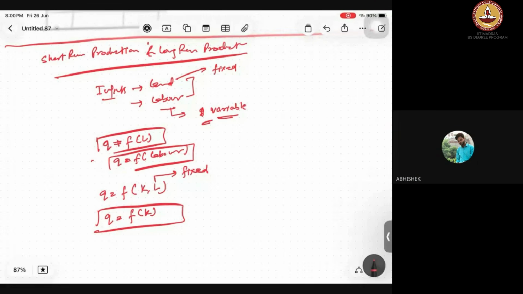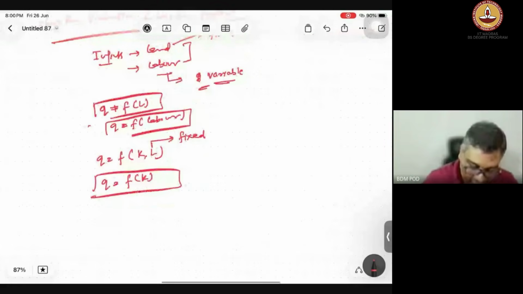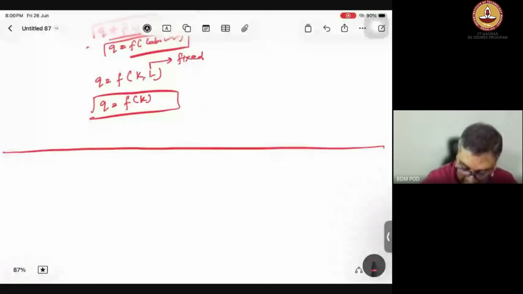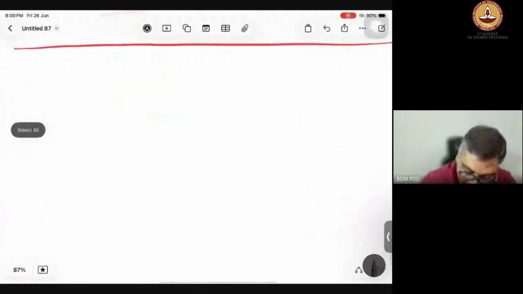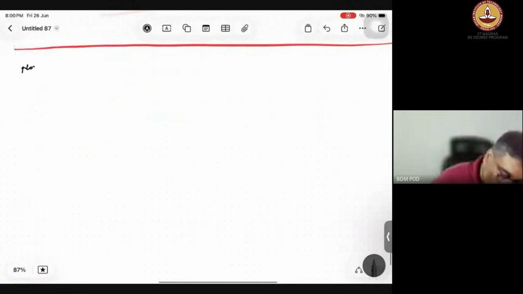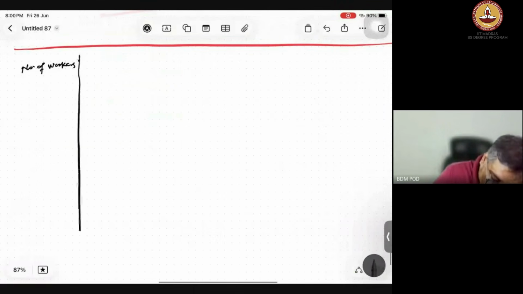Yes, sir. Clear. Okay, fine. Now we are going to discuss a concept. We are going to extend the concept of production function with one example. After this example, most of the things will be clear to you all. Suppose here is the number of workers. Fine. Here you have output.